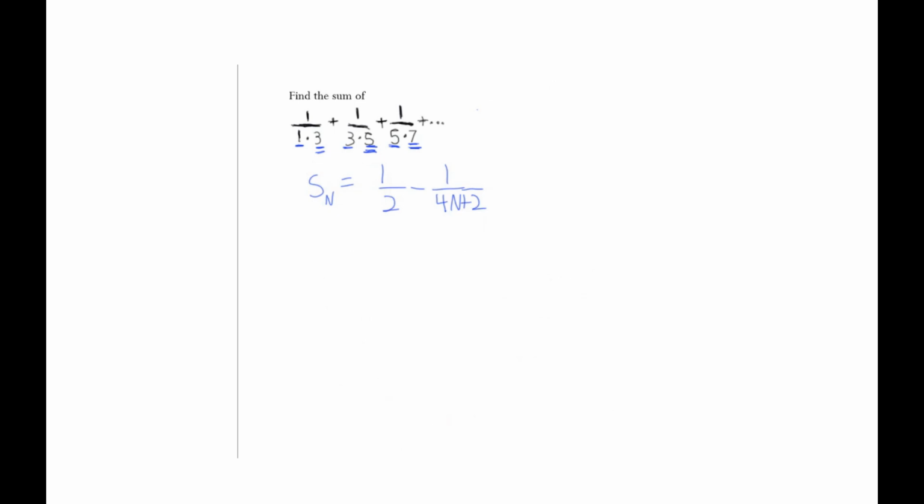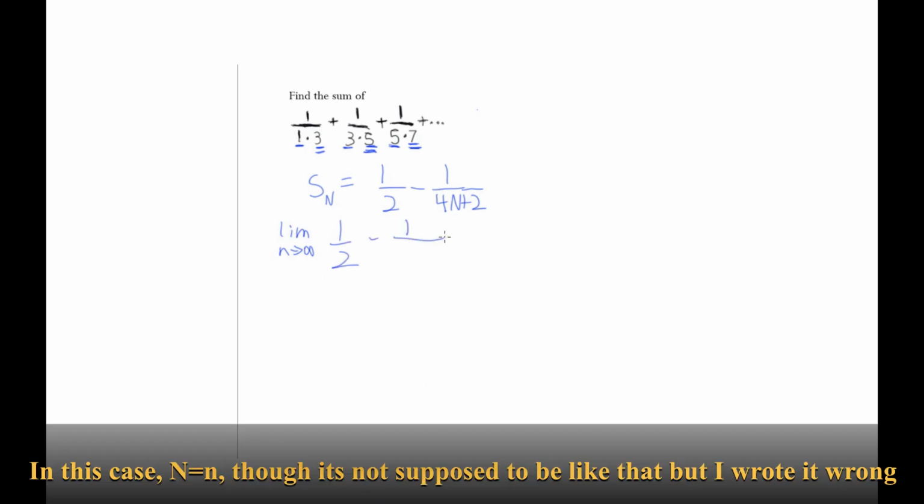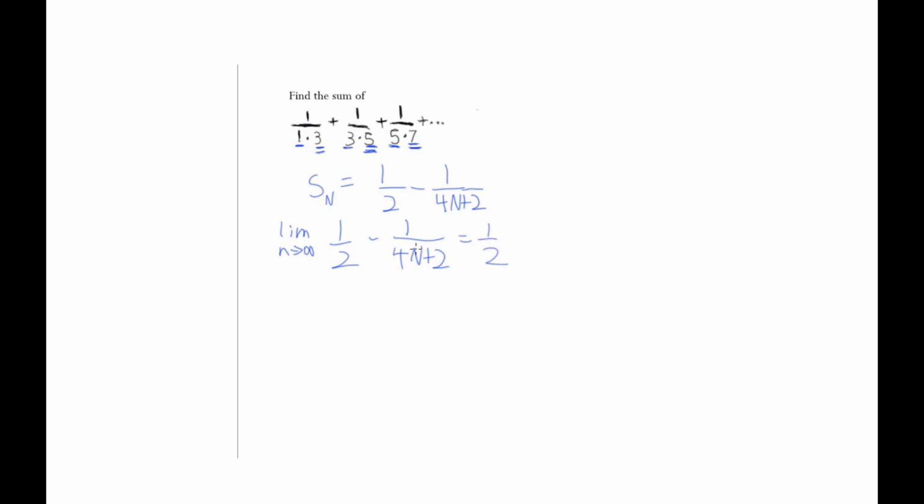Now, we have our S of n, which is our general term, and to find the whole complete sum, a rule tells us to take the limit as n approaches infinity of S of n. So for the 4n plus 2 term, take the limit to infinity of that: that's 1 half, and then the bottom will be 1 over infinity, so that's 0. So our final sum is 1 half.